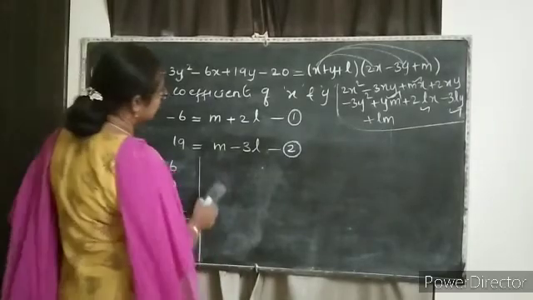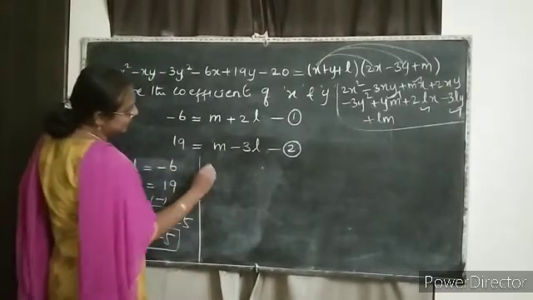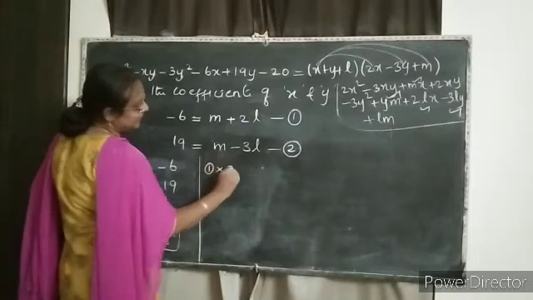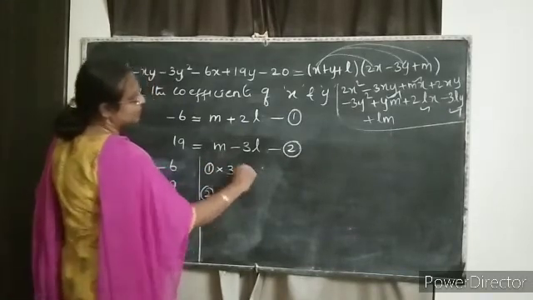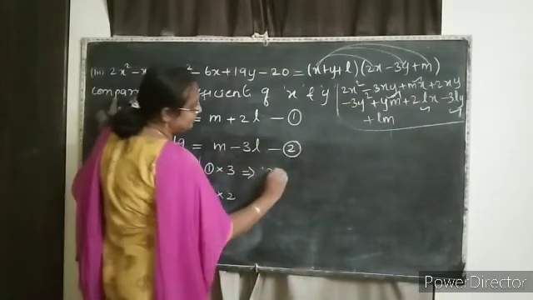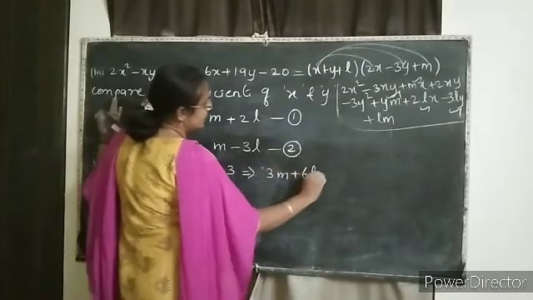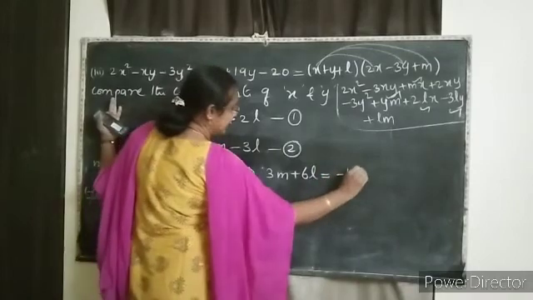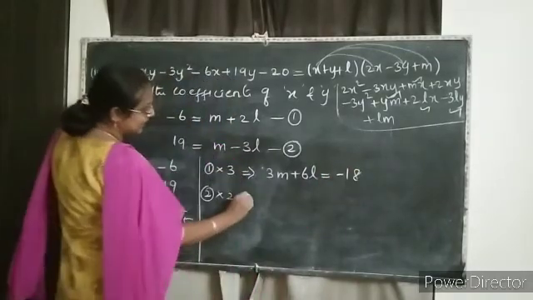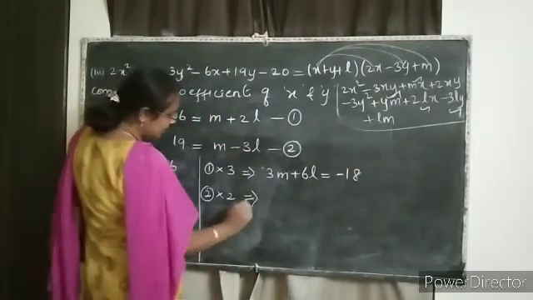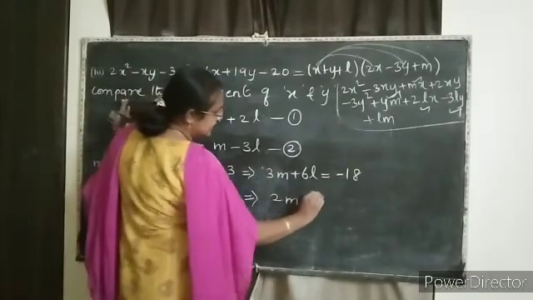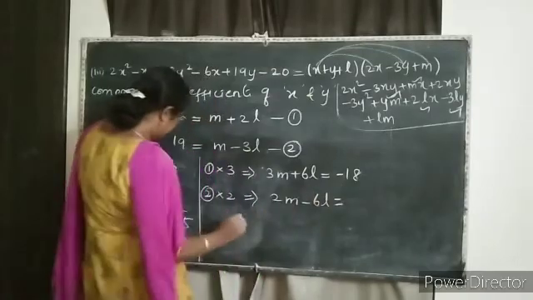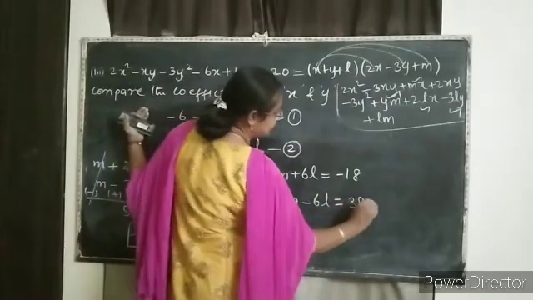So now what we are going to do? We are going to multiply the first equation by 3, the second equation by 2. Okay, so now what you will get? 3m plus 6l equal to -18. Is that no? Second equation என்னவாகும்? நம்ம 2 ஆல மல்டிப்ளை பண்ணும்போது 2m minus 6l equal to 38 வருமா?